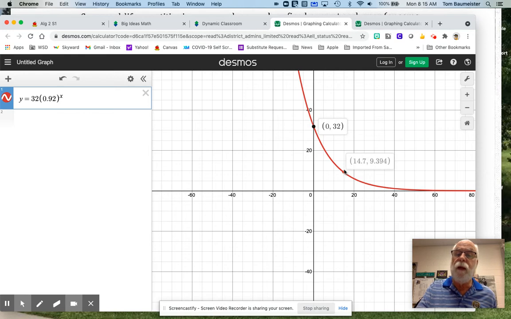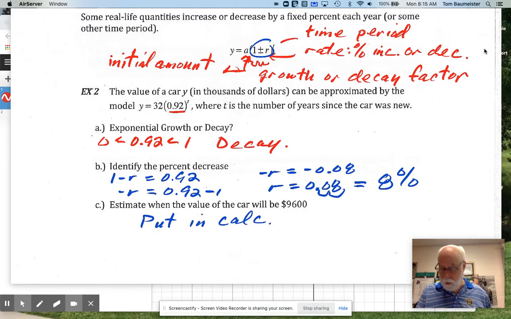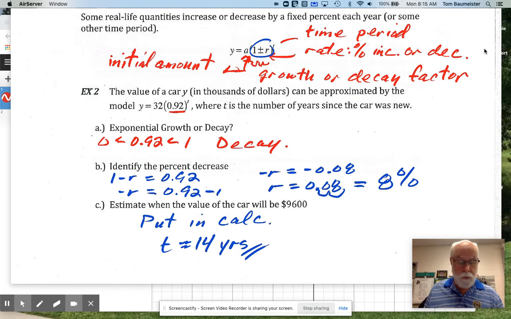So if we look here, 9.6, it looks like it's around 14.4. So we could go ahead and say T will be approximately 14 years. So again, look and see what the Big Ideas platform wants you to round it to, okay? Make sure you remember that.